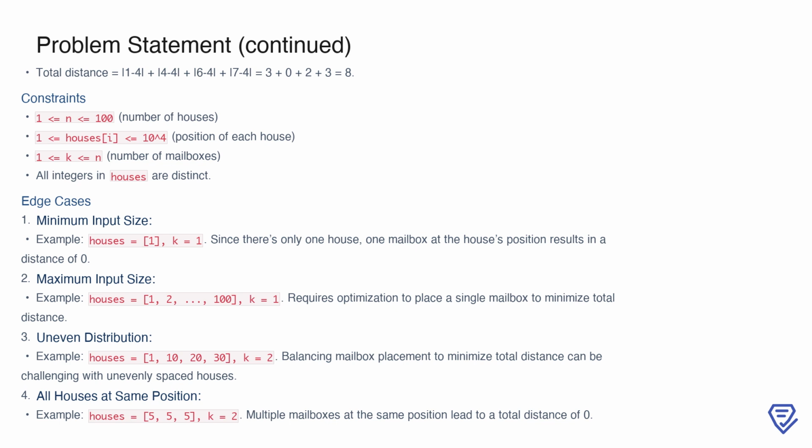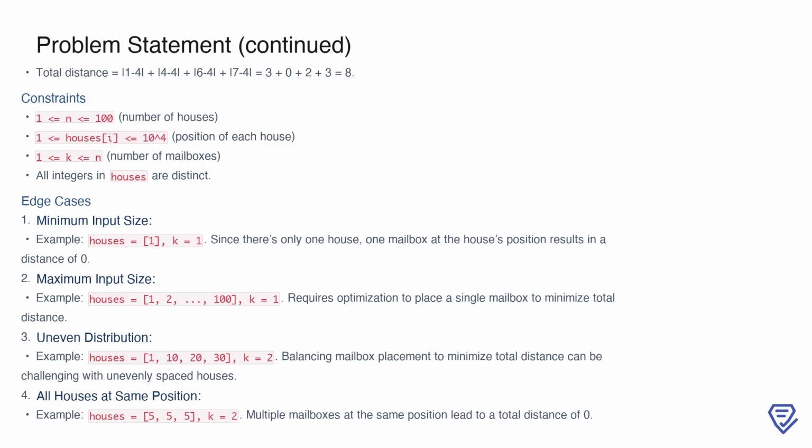In the third example, the houses are at positions 7, 4, 6, 1, and only one mailbox, k equals 1, can be placed. The optimal strategy is to place the mailbox at position 4, which is the median of the sorted house positions 1, 4, 6, 7. Calculating the total distance, the first house at position 1 has a distance of |1 - 4| = 3. The second house at position 4 is exactly at the mailbox, so the distance is 0.